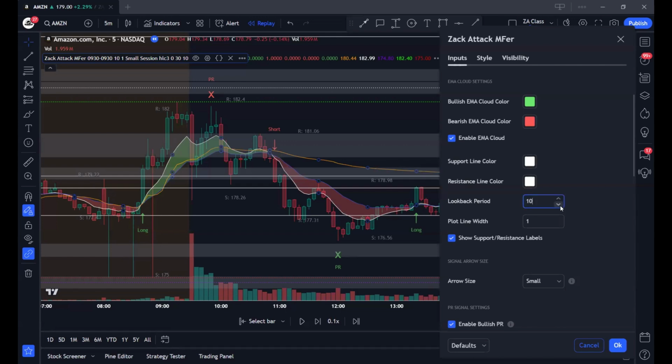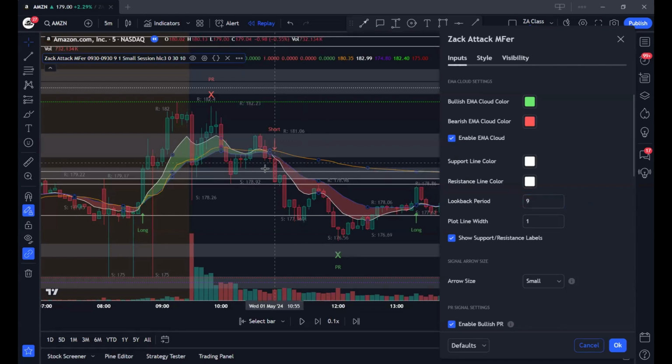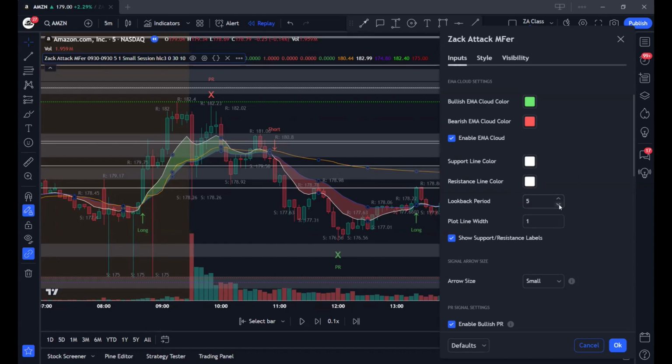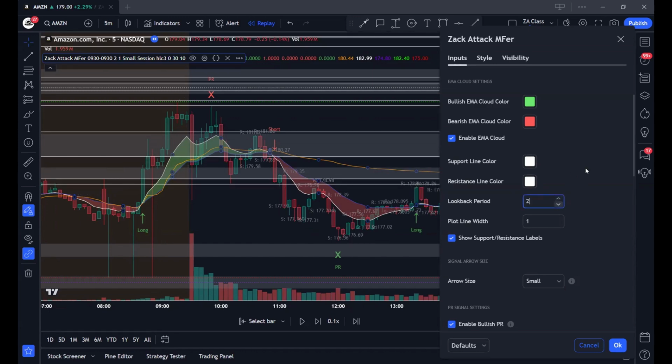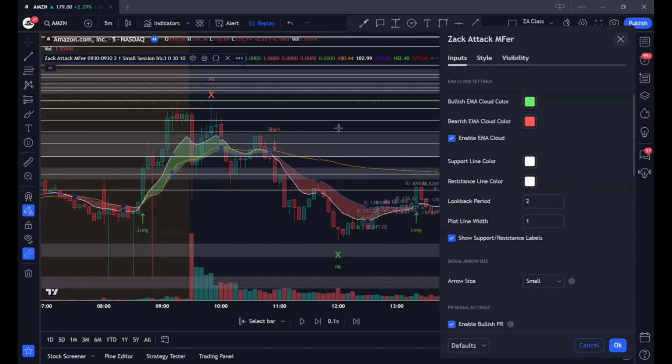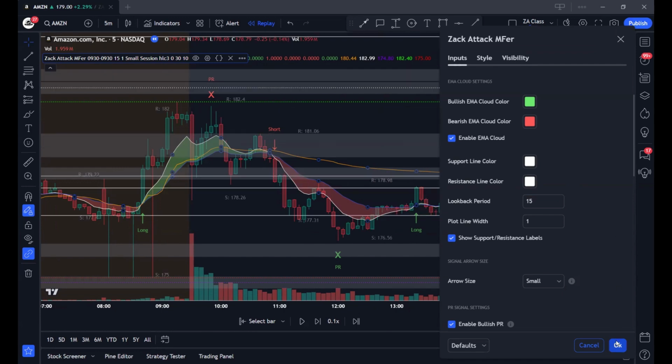So if I just shrink this down to like 9, you'll see that we're getting more support levels. If I go down to 5, you can see we have even more. And if I keep going down, now it's getting a little overwhelming. So what I found is the perfect medium is 15. 15 will typically give you about 4 or 5 key points of support and resistance.